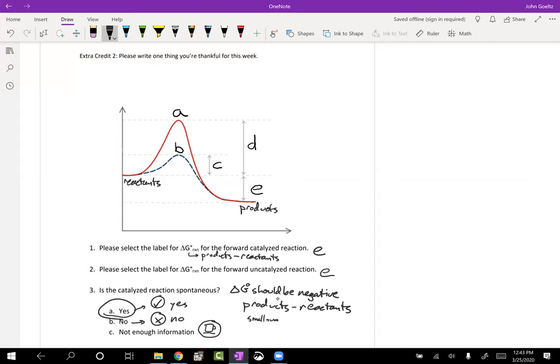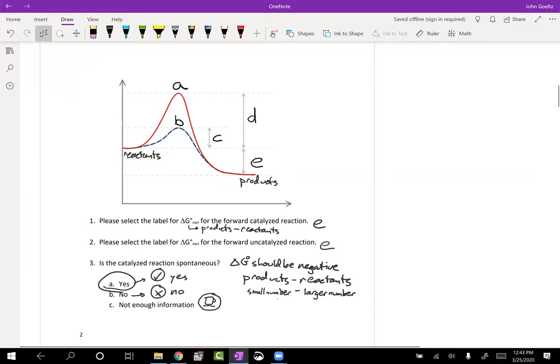Small number minus a larger number. And when I say that, I mean sort of the relative height of where the products are, that's lower. And the reactants are higher, that's going to be a larger number. Smaller number minus a larger number gets me a negative number. So delta G is negative.